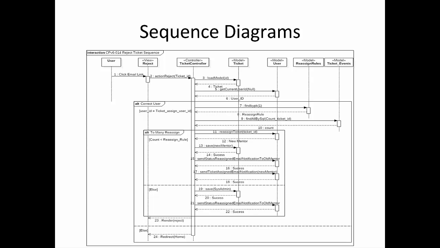It then gets the current user ID from the model user, which returns the user ID. It then compares the ticket's assigned user ID with the user ID that it just returned. If it's true, then it finds the reassign rule required and finds all the reassigns that have currently been done in the system. If there's been more reassigns done in the system than the reassign rule, it assigns it to the mentor. If not, to the system administrator. If not, it finds a new mentor.